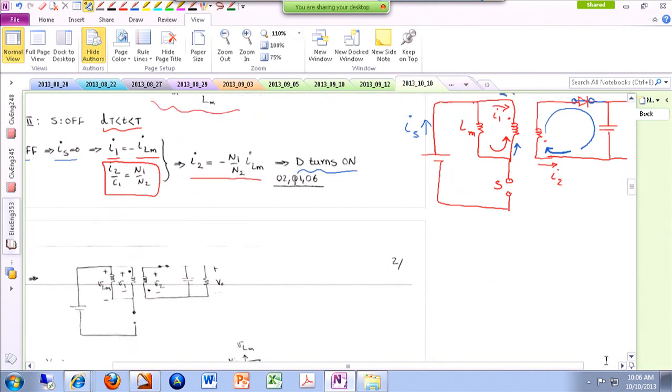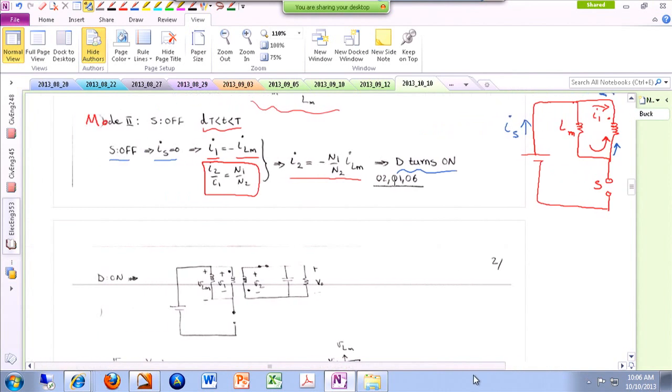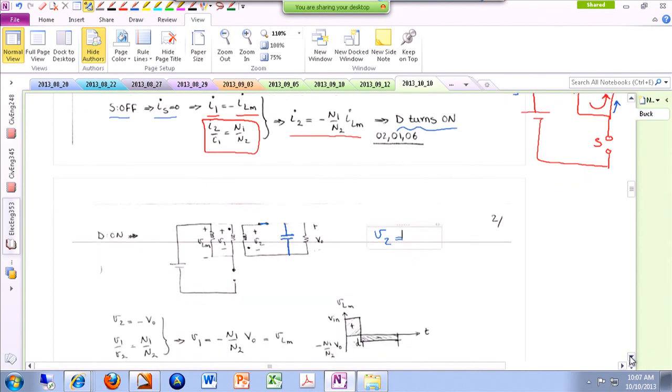Okay. So if you look, having the diode on, basically it is as if you are applying the output voltage across the secondary side of your transformer. You can translate it to the primary side and write a bunch of equations. So now I'm just looking at this. I can say V2, which is the voltage of the secondary side, and hold on a second, let me see. This polarity is not correct. This is the right polarity.